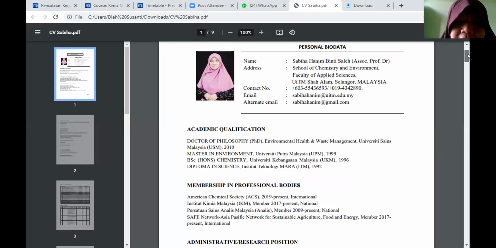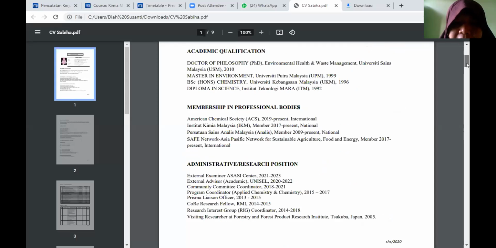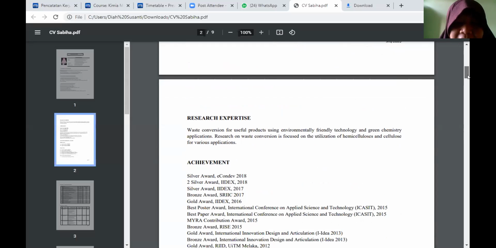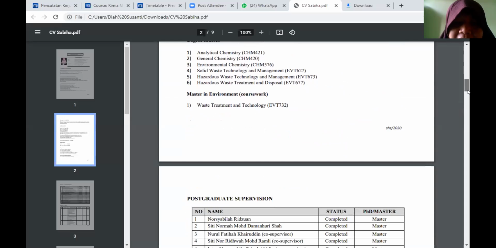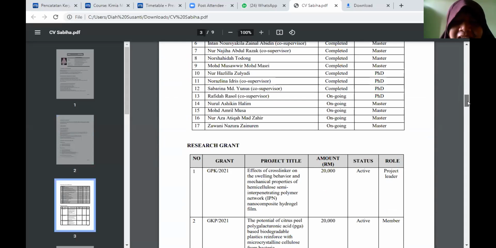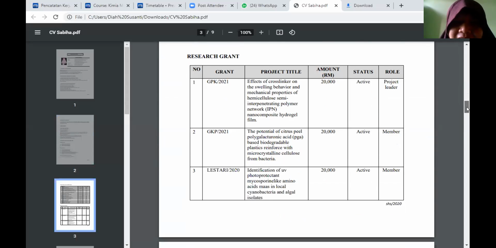Dr. Sabiha graduated with a Diploma in Science and Technology in 1992 and a bachelor's from Universiti Kebangsaan Malaysia, UKM, in 1996. Master in Environment, University Putra Malaysia, UPM, in 1999, and a Doctor of Philosophy in Environmental Health and Waste Management, University Science Malaysia, in 2010. There is so much data, and I don't want to read it because it will be time consuming. She has achieved many achievements in her career.